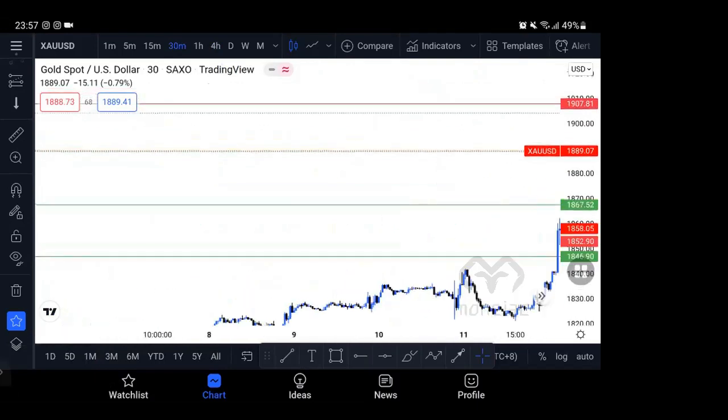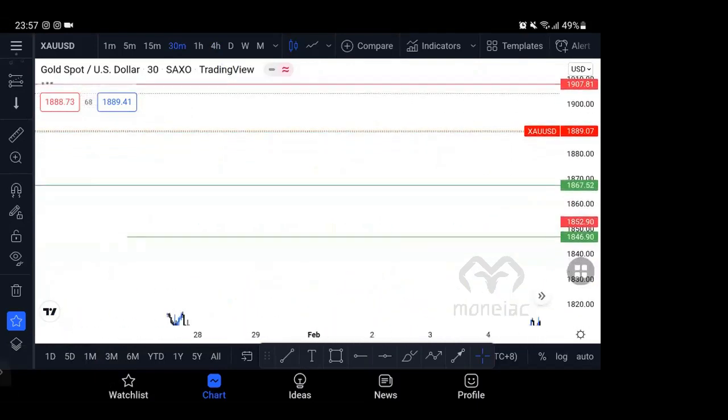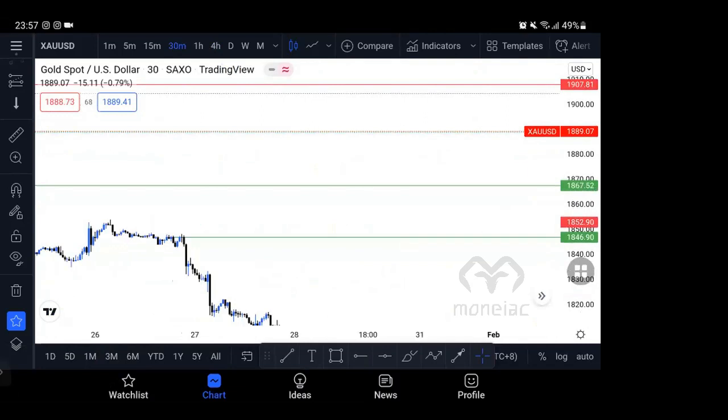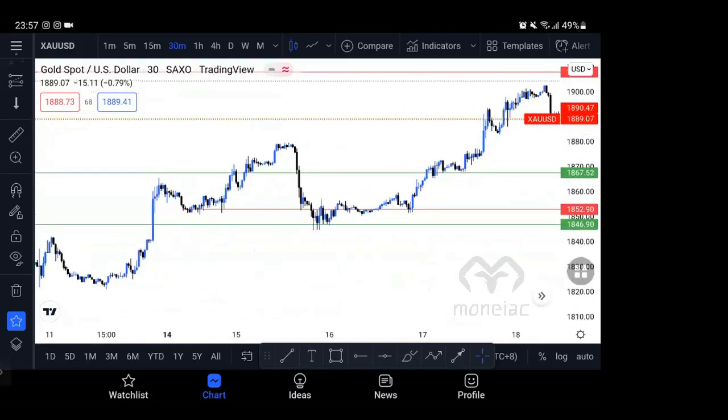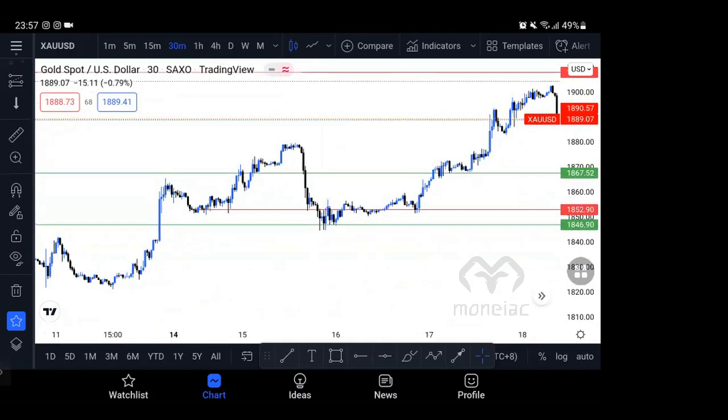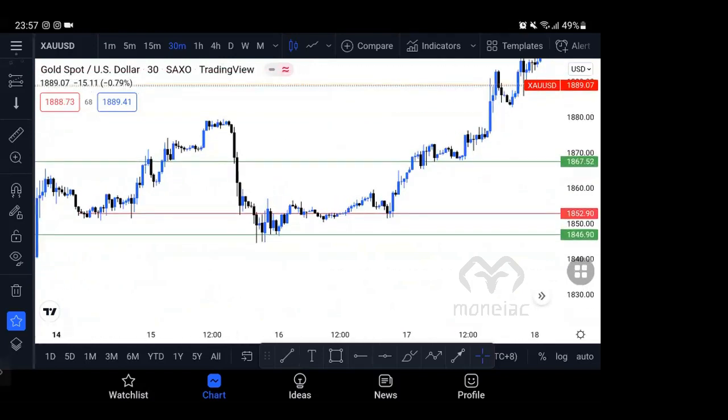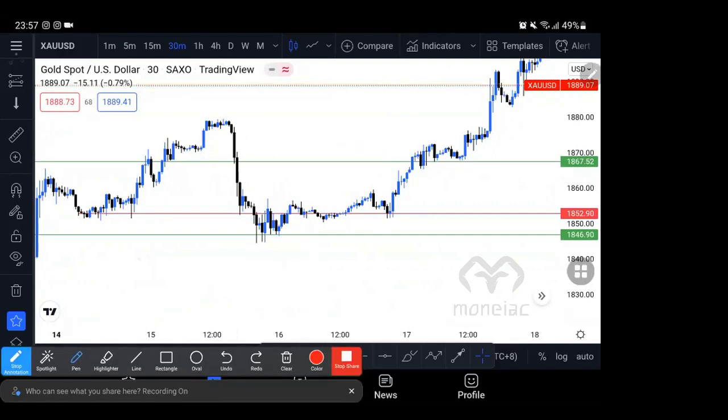Let me break up M30. Oh, the same level. So this is already, if we are using H4 as direction, entry, just need to see this to break. And on the higher side will be this.